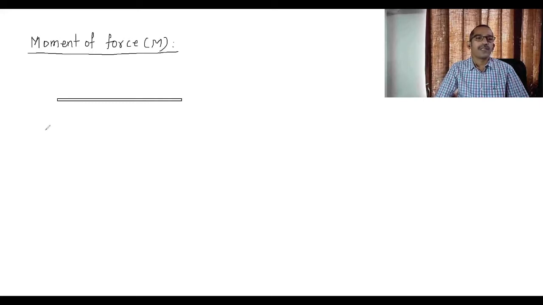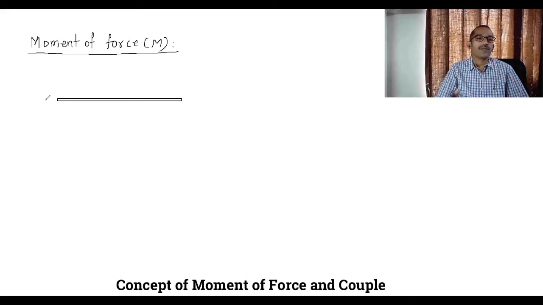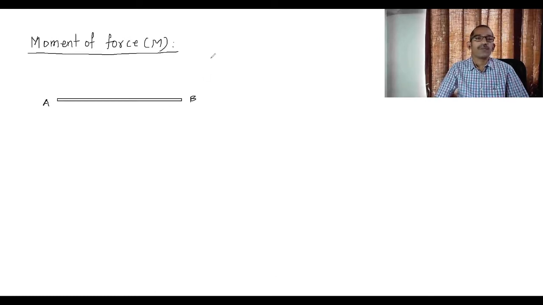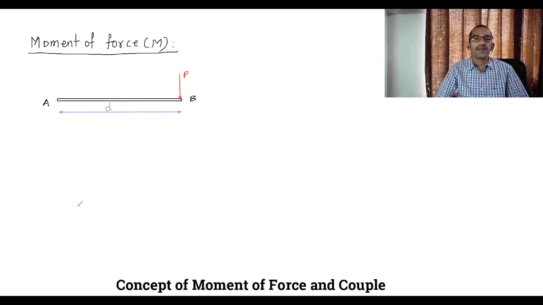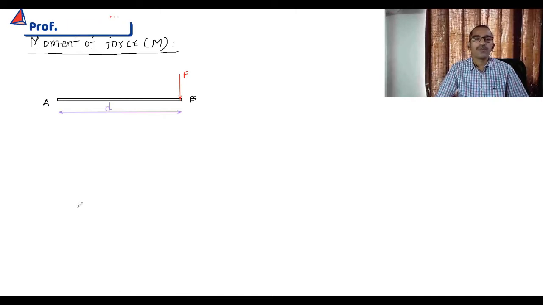See, what I have represented here is one bar AB. Say one end is A and the other end is B. The length of this bar we assume as D. On this bar one force P is acting. So we have one horizontal bar AB having length D, and one force P is acting at end B.